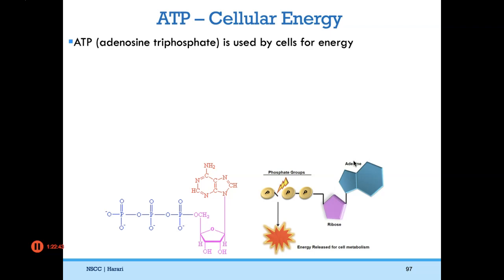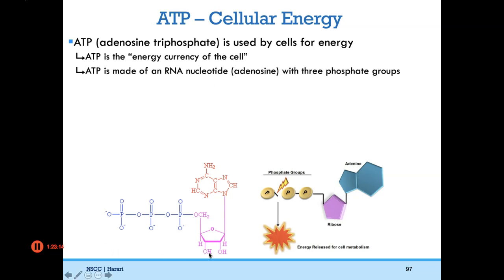Finally, the last example of a nucleotide or a nucleic acid you should know about is ATP. ATP, adenosine triphosphate, is used by cells for energy. And ATP is known as the energy currency of the cell. So we need to eat glucose, we need to eat food, so our body can produce ATP. Our body can't use our glucose directly. It needs to be broken down into ATP first.